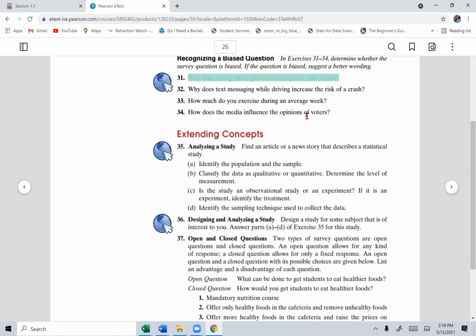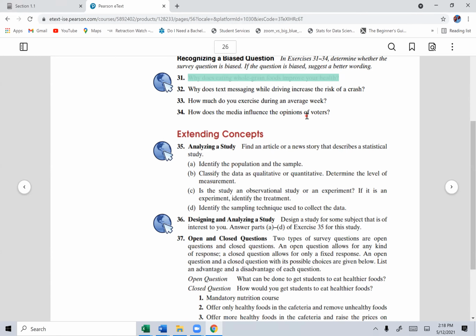Why does text messaging while driving increase the risk of a crash? Biased. It is biased. And as you said, if we remove the why, it will become a fair question. Number 33. How much do you exercise during an average week?